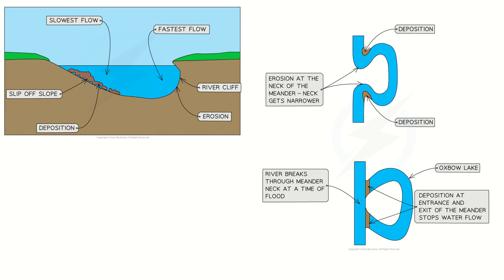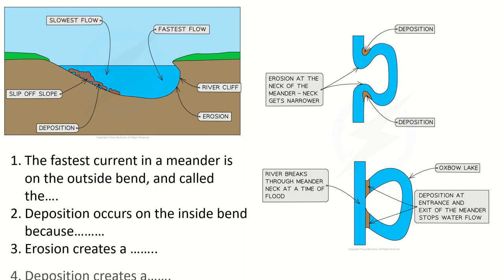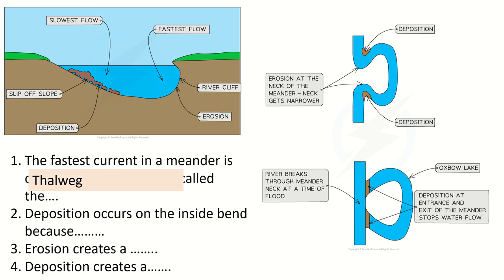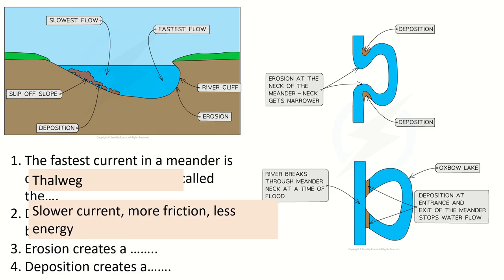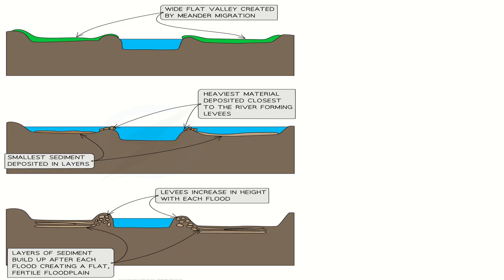Okay, so moving on to meanders, and you can pause the video and look at the diagrams. We've got a cross section on the left-hand side here, and a basic diagram on the right. The questions are 1, 2, 3, and 4. Pause, answer, unpause. So the fastest current is known as the thalweg. Deposition occurs on the inside bend because there's slower current, more friction, and therefore less energy. Erosion creates a river cliff, whereas deposition creates a slip-off slope.